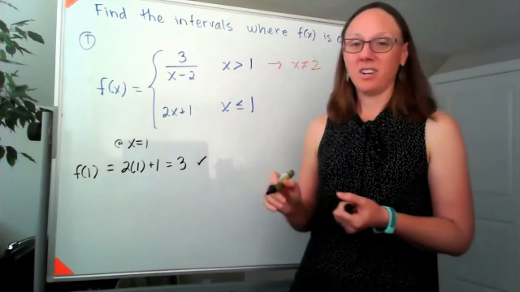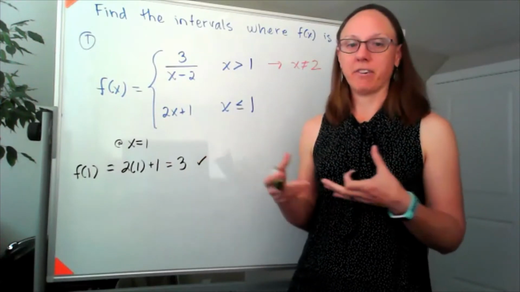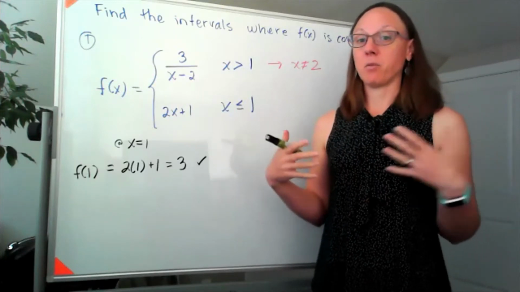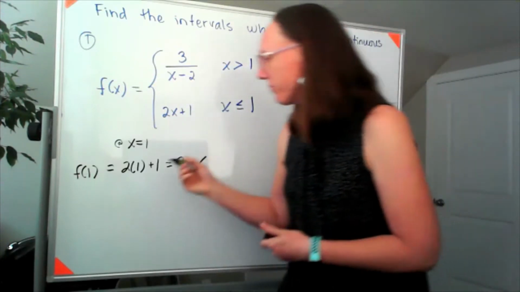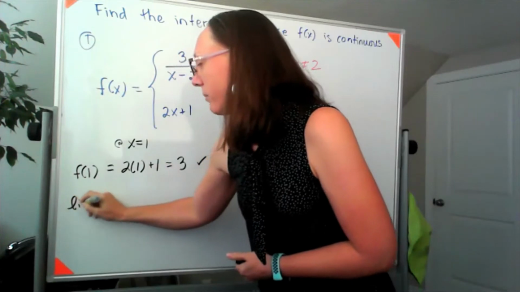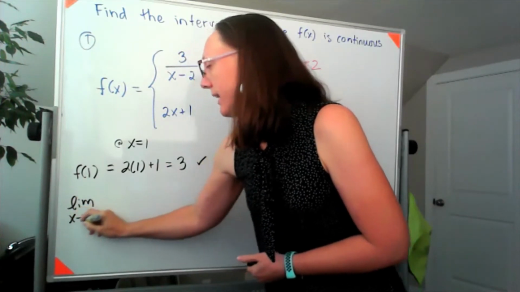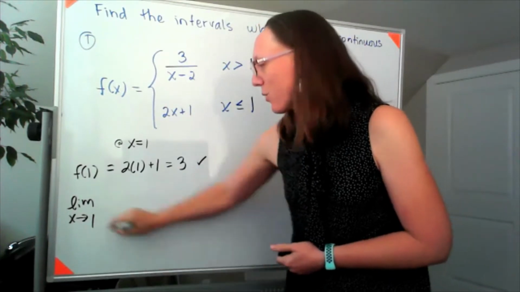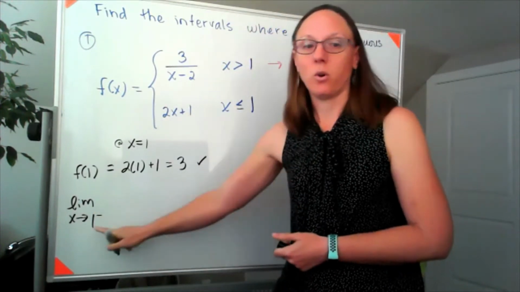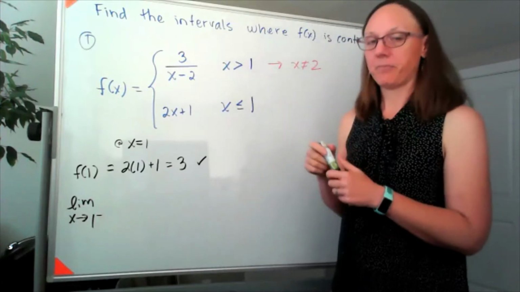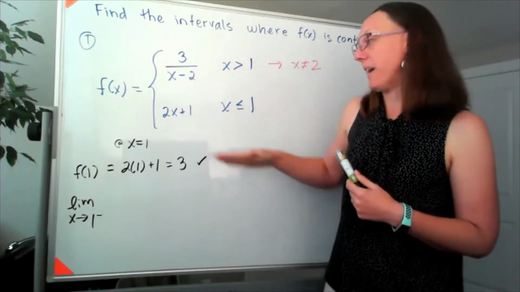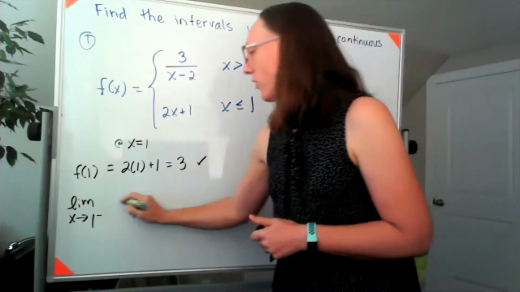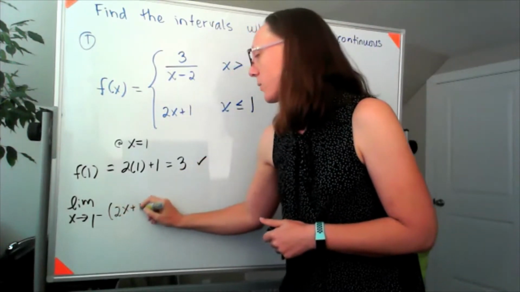So far, so good. That next piece for our definition of continuity, I know that I need the limit from the left and the limit from the right to match up. So if I look at the limit as x approaches 1 from the left, or 1 minus a little bit, this is the part of the function that we would be looking at. So I'm going to have 2x plus 1.